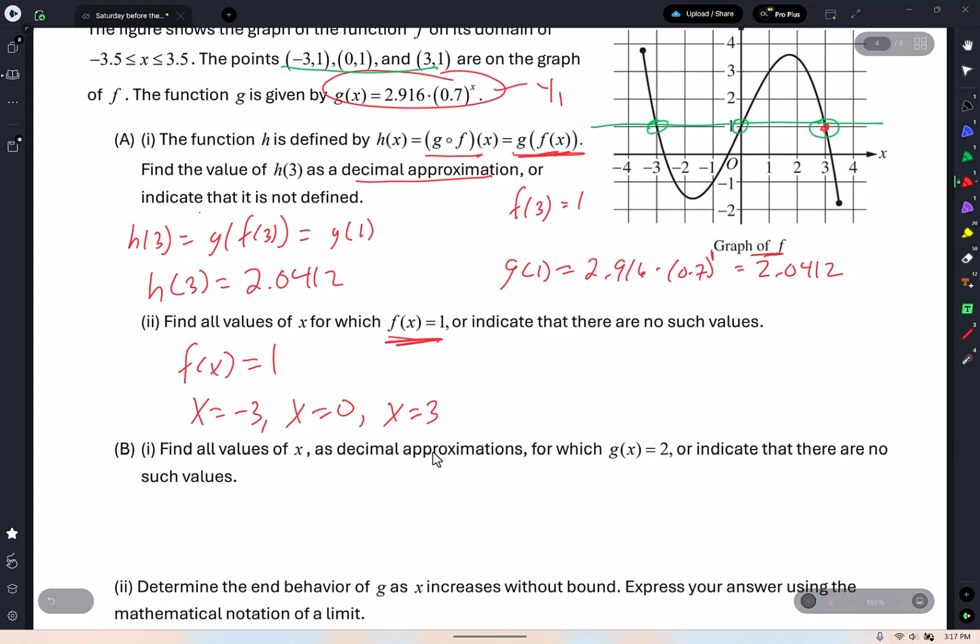And then find all values of x as a decimal approximation for which g of x equals 2. So I want to know where g of x is equal to 2. So I'm going to come back and write that expression. I'm going to go 2.2.